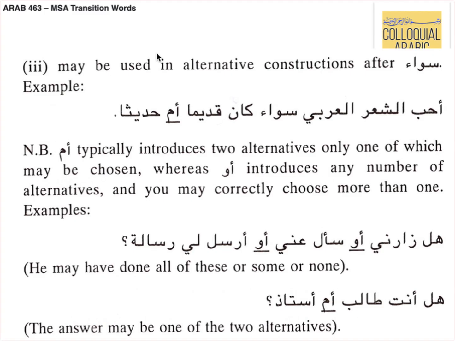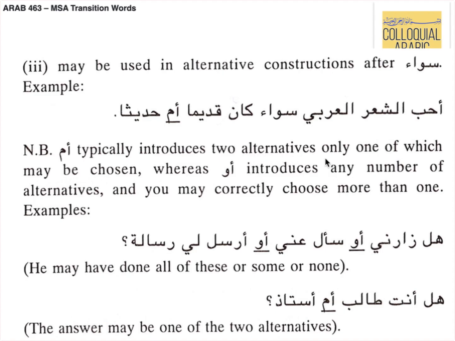Am may also be used in alternative constructions after sawa'. Uhibbu ash-shi'ra al-arabi sawa'un kana qadiman am hadithan. We have seen two examples of am in the sawa' construct in the first paragraph as well. So that's I like Arabic poetry, whether it's classical or modern.